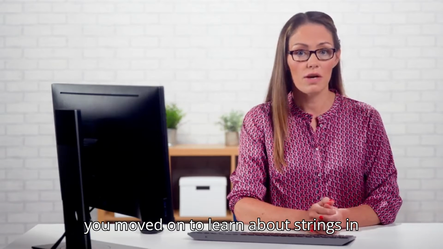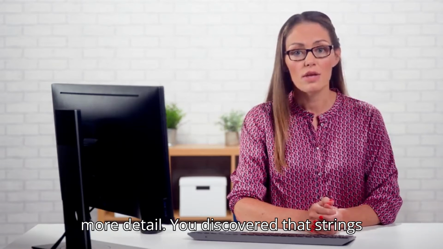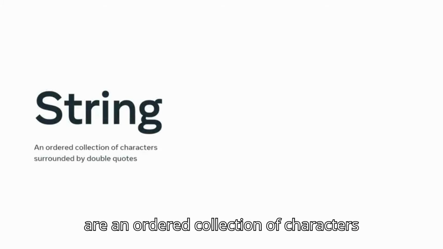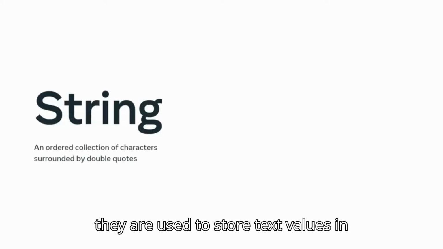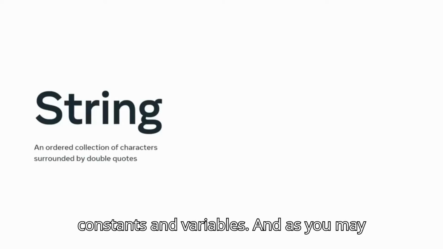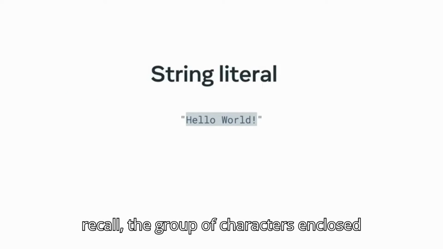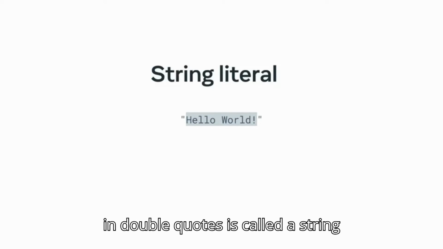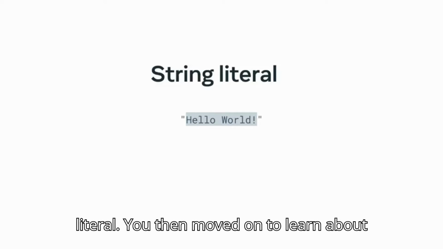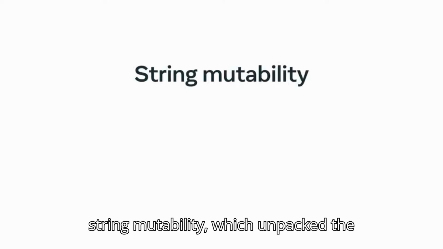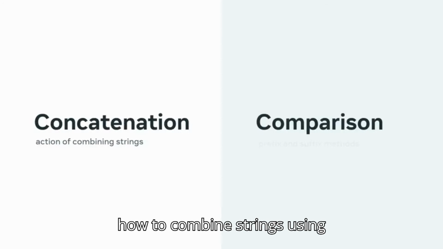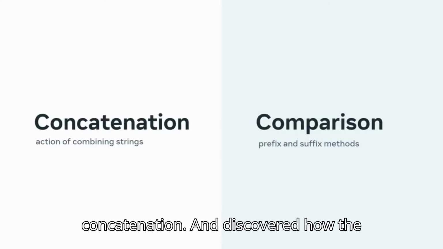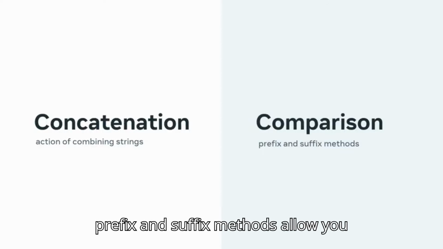Next, you moved on to learn about strings in more detail. You discovered that strings are an ordered collection of characters surrounded by double quotes, and that they are used to store text values in constants and variables. And as you may recall, the group of characters enclosed in double quotes is called a string literal. You then moved on to learn about string mutability, which unpacked the different use cases for constants and variables. Thereafter, you explored how to combine strings using concatenation and discovered how the prefix and suffix methods allow you to compare elements of a string.